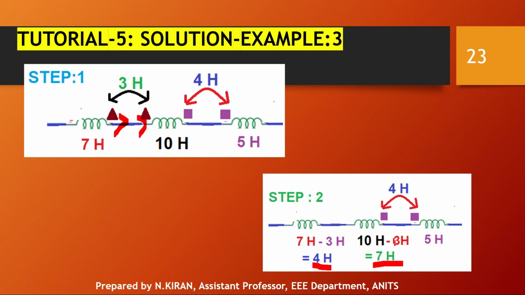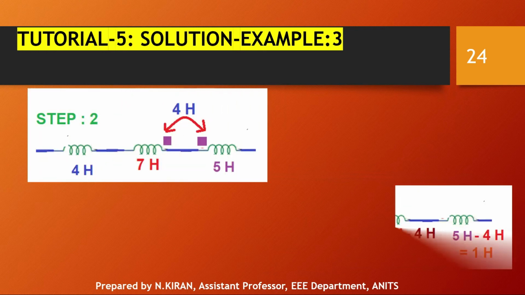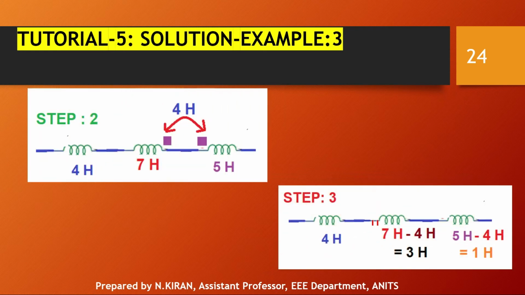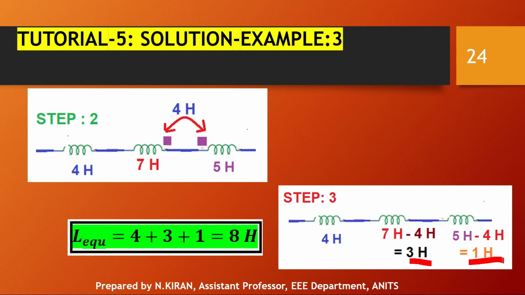Left with one more coupling. Here current is leaving the dotted terminal of the second coil and entering the dotted terminal in the third coil. Again it is exhibiting opposing nature. I'll subtract the value of 4 from second coil and third coil. It will give me 3 Henrys and 1 Henry respectively. So all the magnetic couplings are eliminated. So after adding all the values, effective inductance is obtained as 8 Henrys.